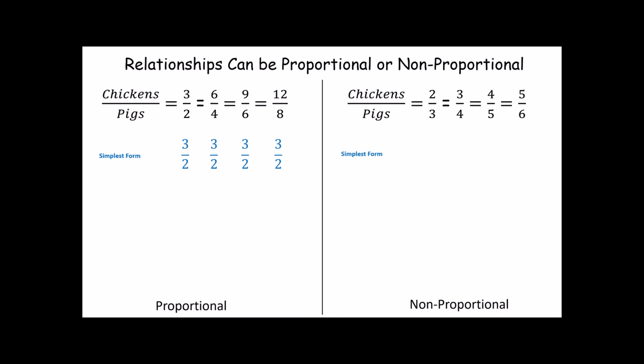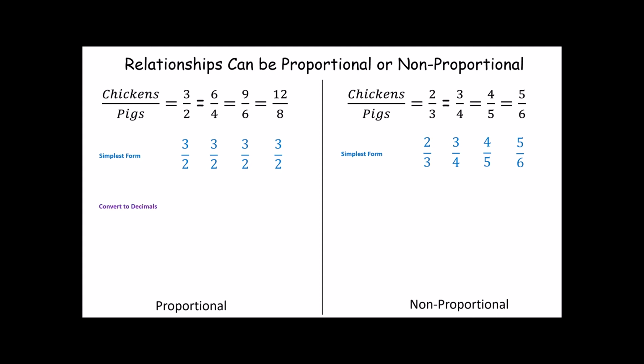Notice over here on the right, this non-proportional example, 2/3 is already in simplest form, 3/4 is already in simplest form, 4/5 is in simplest form, and 5/6 is already in simplest form, but none of them has the same value as the others. That's method number one.